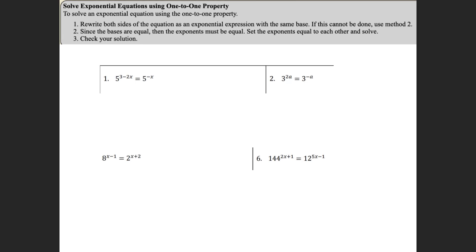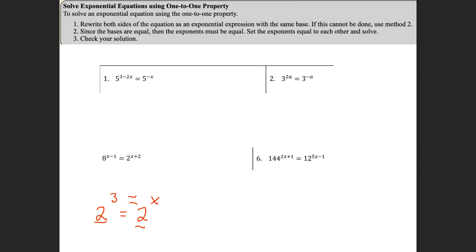Now, the last two types of problems are the ones that are the hardest this week. To solve an exponential equation, if I said 2 to the third power is equal to 2 to the x, what do you think x would have to be in that problem? 3, right? Because if the bases are the same, the exponents have to be equal. And that's what this says.